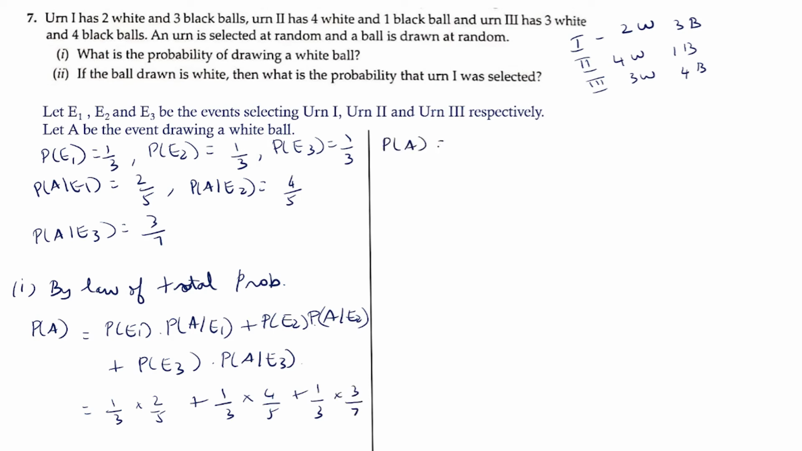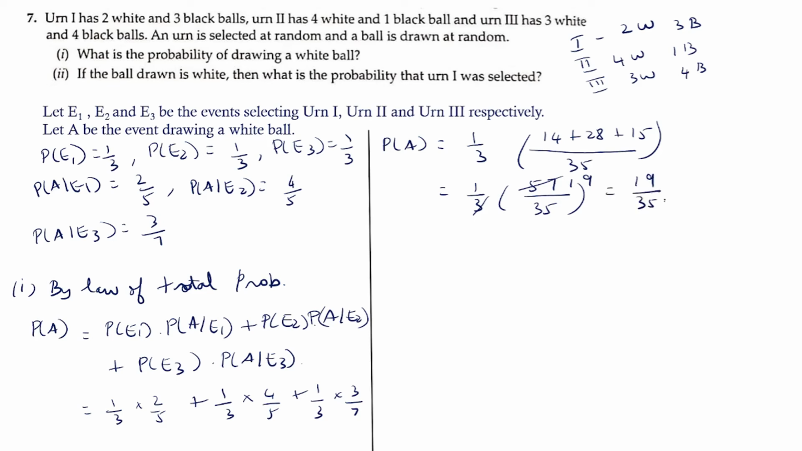Let me continue here. Probability of A is equal to 1 by 3 is common. It can be taken outside. The LCM is 35. So here we have 14 plus 28 plus 15. So this is 1 by 3 into this. When we simplify, we get it as 57 upon 35. So this is equal to 19 by 35. Therefore, probability of A is equal to 19 by 35.